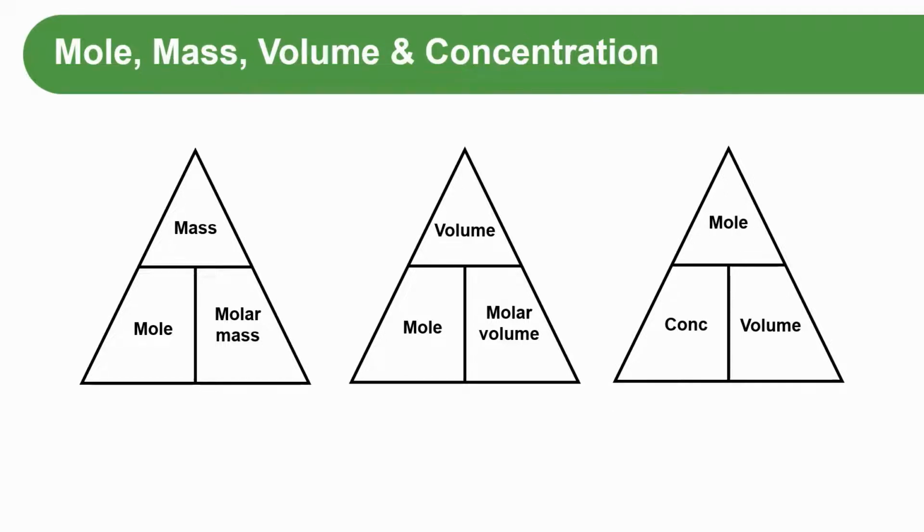Hi everyone, today we are going to integrate all that we have learned on mole, mass, volume and concentration and apply it in calculations for chemical reactions. Just a very quick recap. To get mole, we divide mass by molar mass. To get mole, we divide volume by molar volume. And to get mole, we multiply concentration with volume.